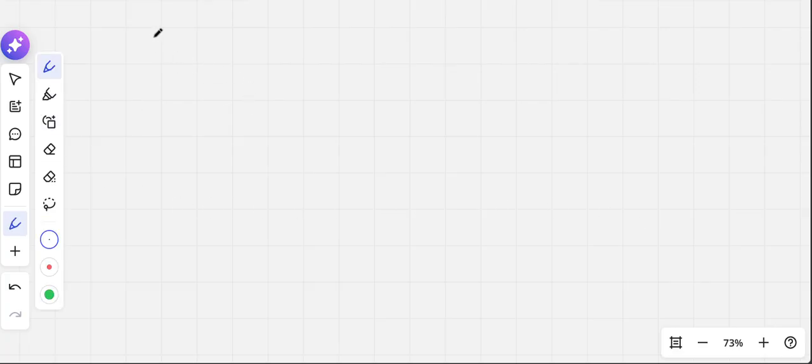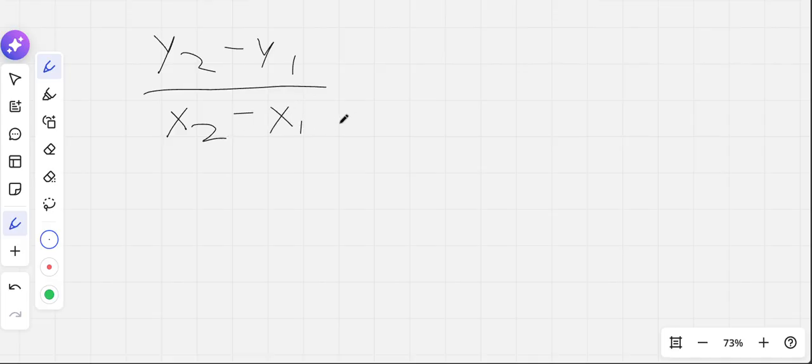As I mentioned before, the slope formula is y2 minus y1 over x2 minus x1. This is the more tedious way to do it, but you'll still have to do it because you won't always have a graph. Let me do one example real quick. Let's say we have a coordinate of 1, 2, and another coordinate of -1, 1.